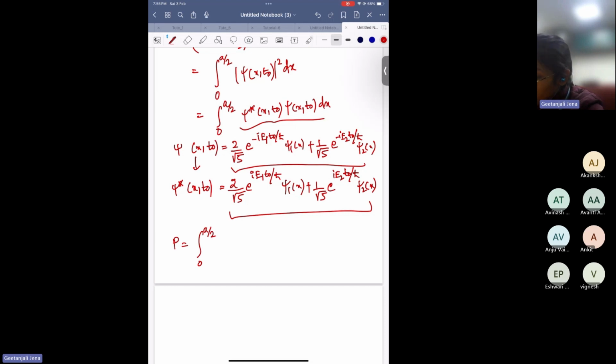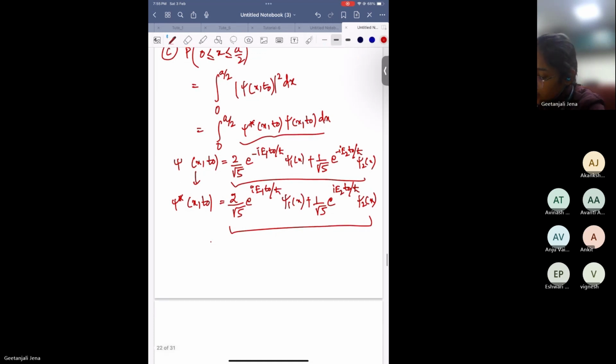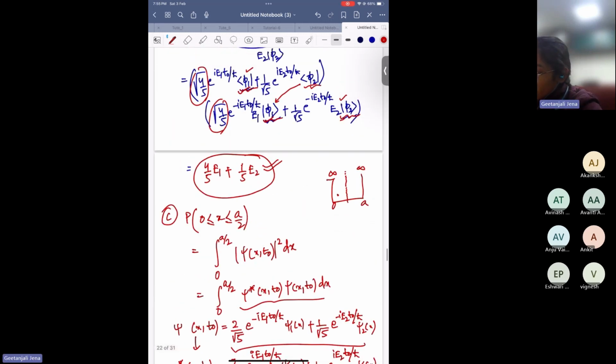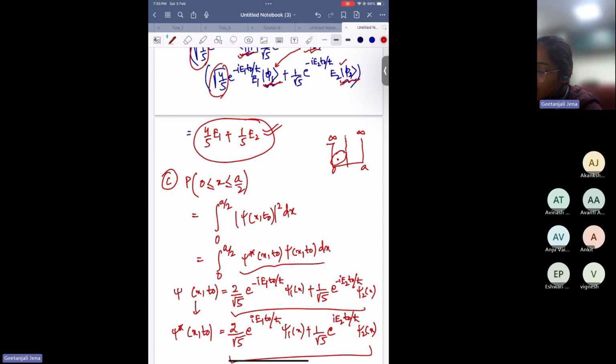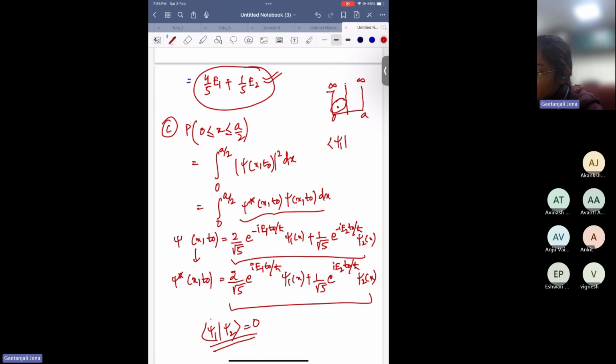So the one thing you have to remember is that, don't take this psi 1 with psi 2 equal to 0 here. Okay, this condition is not valid now because you are calculating the integration in this region, some part of this region. That is why you can't take psi 1 with psi 2 equal to 0 or psi 2 with psi 1 equal to 0. This you can't take now.